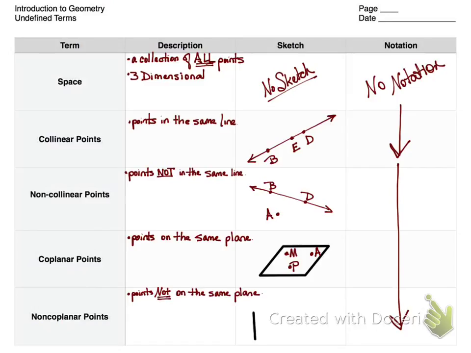Non-coplanar. Points not on the same plane. And I have P-O-T-Y. Okay, potty. But potty. P-O-T. Those 3 points are all coplanar. But when you throw in Y, P-O-T and Y, no. If you think of the vertical plane there, P-O-T, as being a mirror that you're looking into, Y would be something that's out, maybe behind you. It's not on the plane. It's not on the mirror. Okay?